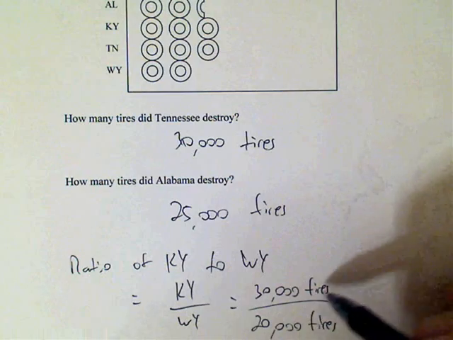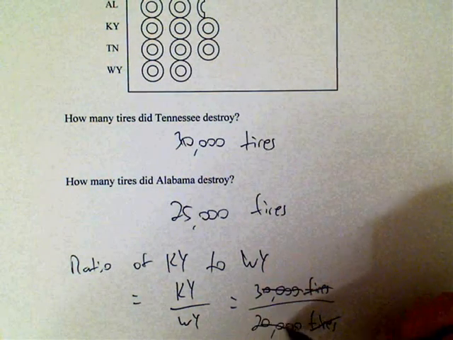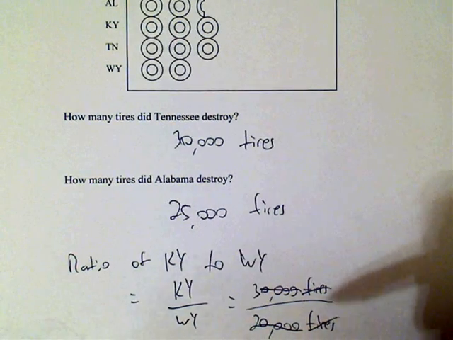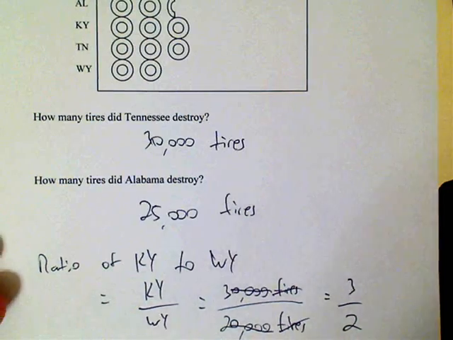I'm going to reduce. Those cancel out. Watch this. Those 4 zeros are going to cancel out those 4 zeros because it's the same as dividing by 10,000. And it leaves a ratio of 3/2. Little tricks I can show you.